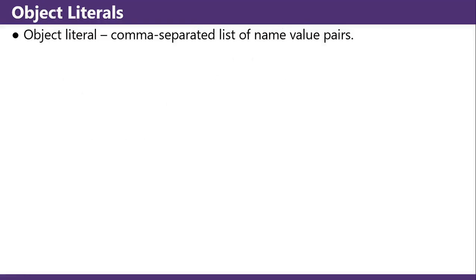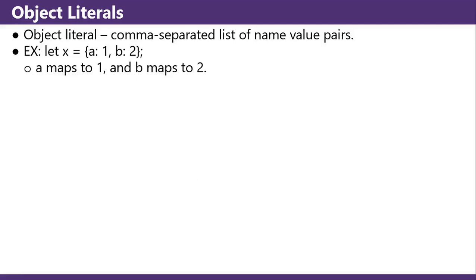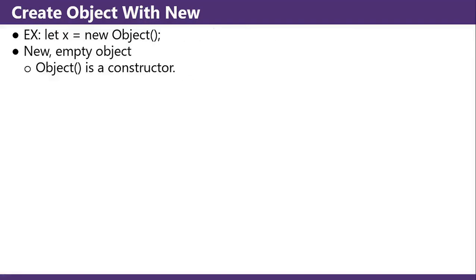Object literals. An object literal is a comma-separated list of name-value pairs. Example: let x = {a: 1, b: 2}. a maps to 1 and b maps to 2. The names don't have to be string literals. Creating an object with new: let x = new Object(). This creates a new object that's empty. Object with parentheses is the constructor.